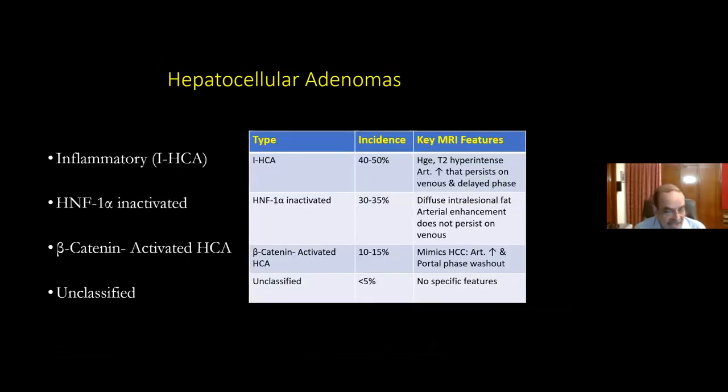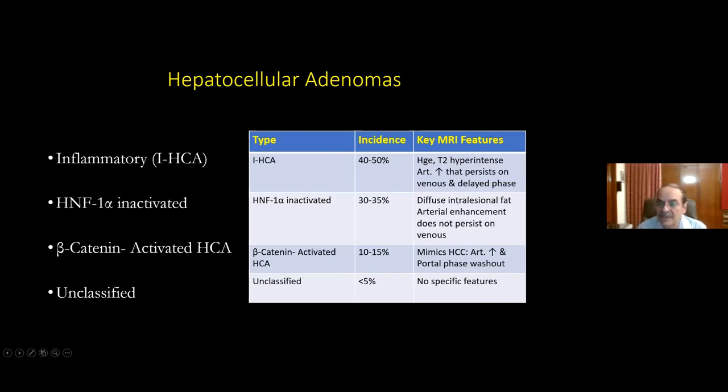Based on the imaging features, there are 4 different subtypes of adenomas. We won't go into the details of this. We leave this to the radiologist, but remember that your radiologist can sometimes help you to subtype the type of adenoma based on the imaging characteristics. The commonest is the inflammatory subtype. Second commonest is the HNF1 alpha mutated type of adenoma. The third and the more ominous adenoma is the beta-catenin mutated adenoma, because this can progress into a hepatocellular carcinoma.